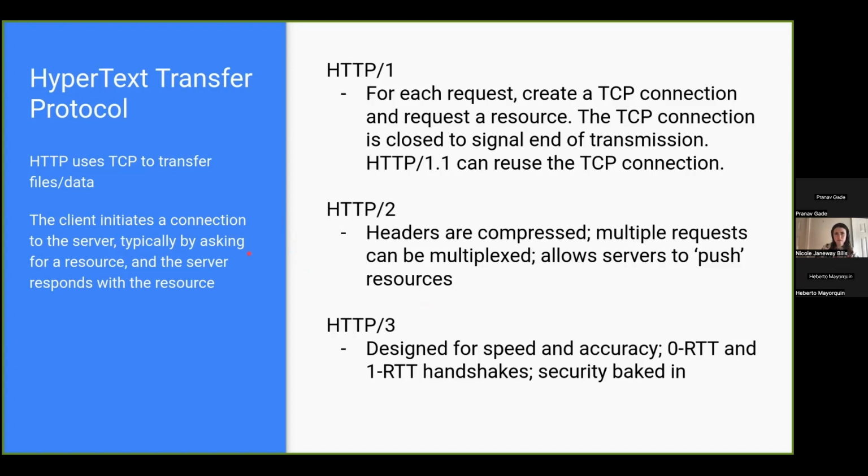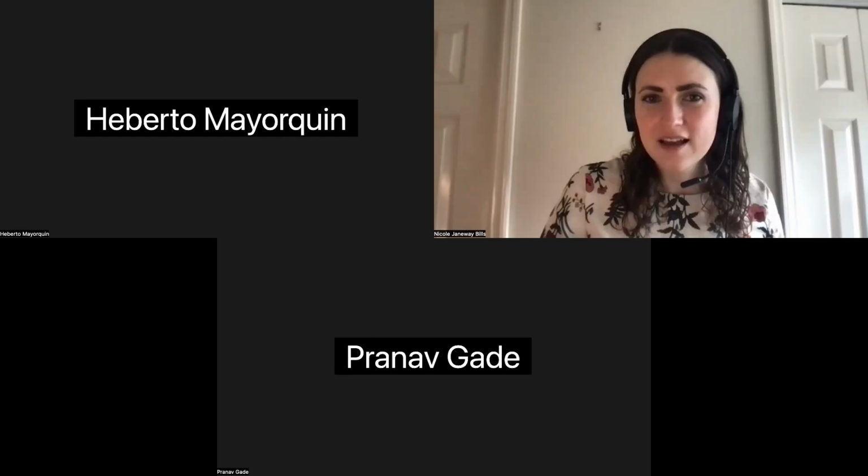So we have three versions of HTTP. HTTP 1 has one TCP connection for each request, and it's kind of wasteful. And then the update to this is HTTP 1.1, which can reuse the TCP connection, because the three-way handshake takes 1.5 round trip times, which is kind of wasteful. And then we've got HTTP 2, the next version.